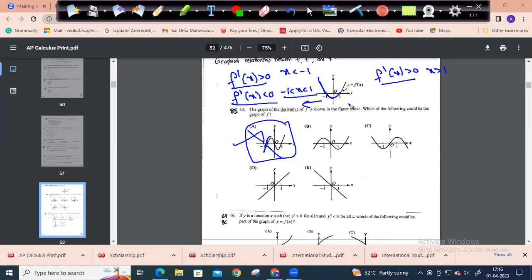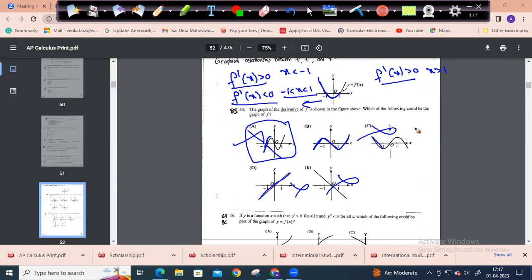Now see option B. Till -1, the function is increasing, then decreasing from -1 to 1, and then increasing. So it satisfies your condition. According to me, B is 100% the answer. If you want, you can try the other options. You'll realize the function is decreasing opposite to what we want, or the function is entirely increasing, or entirely decreasing. So see, how simple is this?